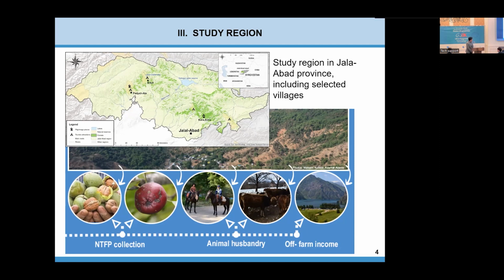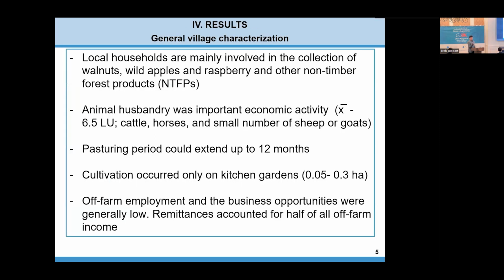As I mentioned, we interviewed the farm households who are engaged in collection of NTVPs, animal husbandry and non-agricultural employment. And now the results, the general village characterization. All local households are mainly involved in collection of NTVPs. Among them, walnuts were the most important non-timber forest product because they have the highest value in comparison to other non-timber forest products. The second one was wild apples and wild raspberries. The collection of other non-timber forest products was quite negligible.